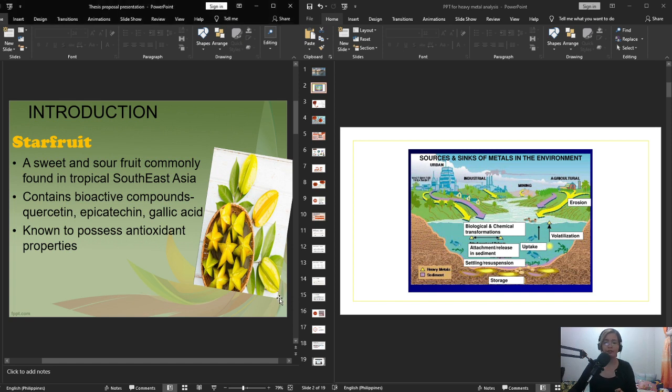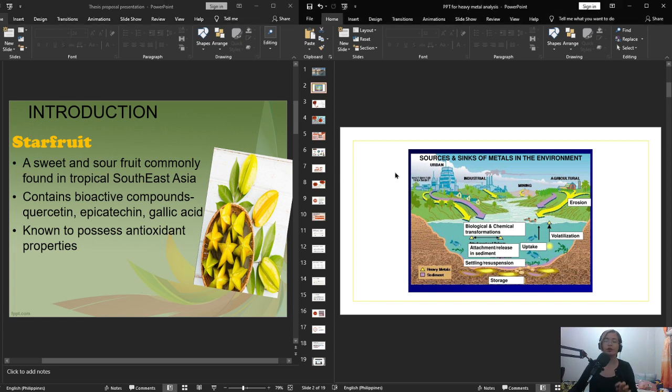On your left side here, they just mention star fruit, because the highlight of their study is star fruit. So what highlights the star fruit? It contains these biocompounds and everything. But the only downside of this one is they didn't mention why they want to conduct this study.